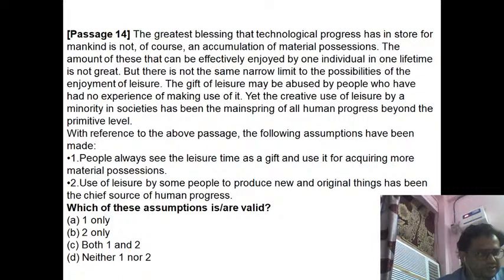And the passage is also suggesting this as the main thing. So you should also be creative, which is what the passage is demanding from us. So I think that assumption two is more correct.